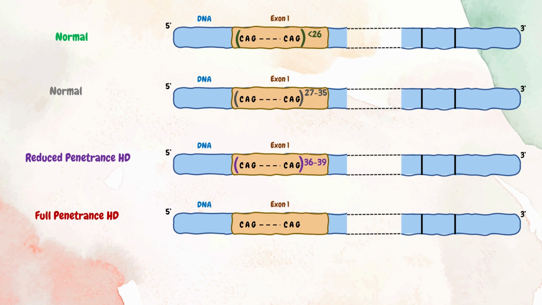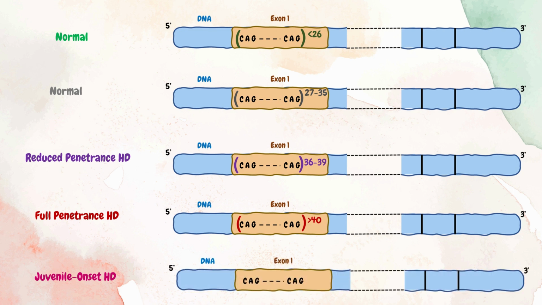If the number of CAG repeats is greater than 40, full penetrance Huntington disease occurs, and symptoms start from an average age of 41 years. If the number of CAG repeats is greater than 55, it is juvenile onset Huntington disease, and symptoms start before age 20 years. So, this was all about Huntington's disease.